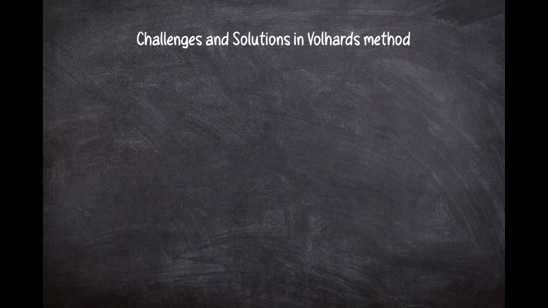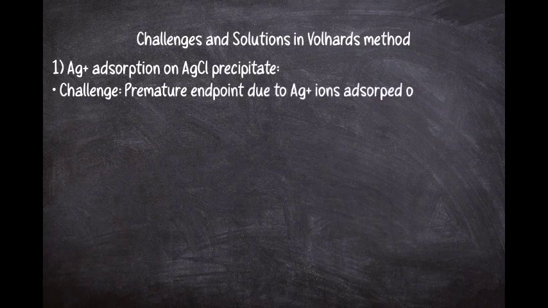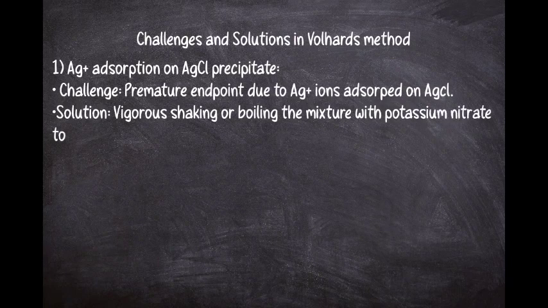overcome them. One common issue faced is the adsorption of silver ions onto the initial silver chloride precipitate, leading to a premature endpoint during the back titration. To tackle this, we employ a couple of effective solutions. Firstly, vigorous shaking of the mixture before the back titration helps to desorb the silver ions, preventing their interference with the accuracy of our results.